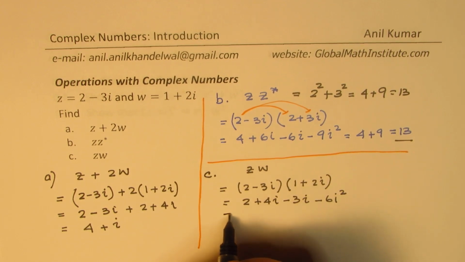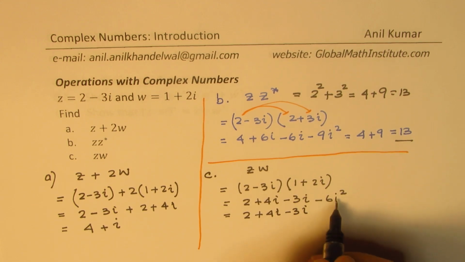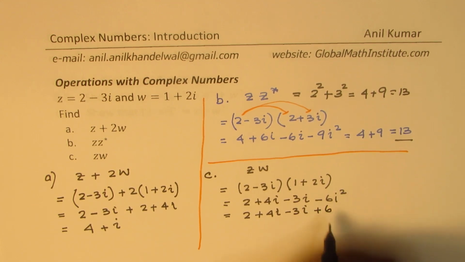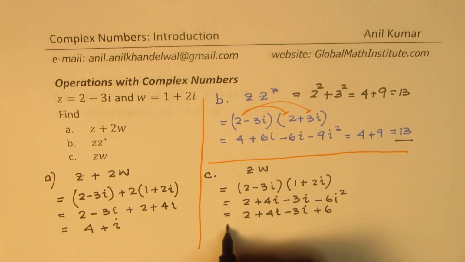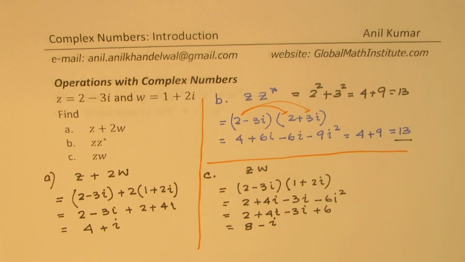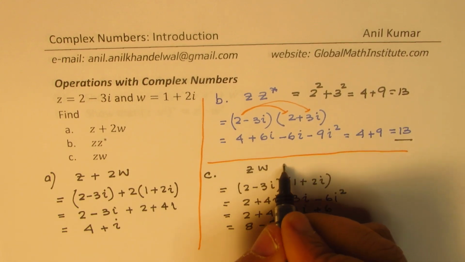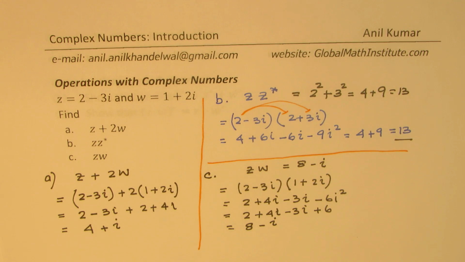And this is equal to 2 plus 4i minus 3i, and i squared is negative 1, so it becomes plus 6. So you can combine the real parts and the imaginary parts. You get 6 plus 2 as 8, and 4i minus 3i is i. So that becomes your answer. So z times w is equal to 8 plus i. Is that clear to you?